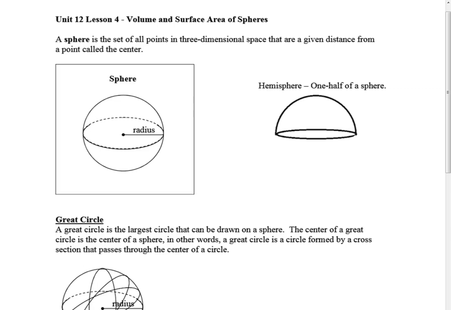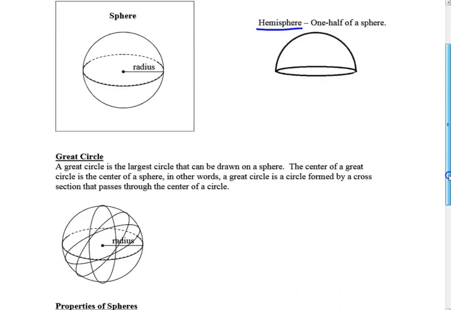We're in Unit 12, Lesson 4. This one's going to be pretty straightforward. Just looking at volume and surface area of spheres. So a sphere is the set of all points in three-dimensional space that are a given distance from a point called the center. So we think of a sphere as a ball, and then obviously a hemisphere is one half of a sphere. We think about that with our planet. We live in the northern hemisphere. Other people live in the southern hemisphere. It's half of it there.